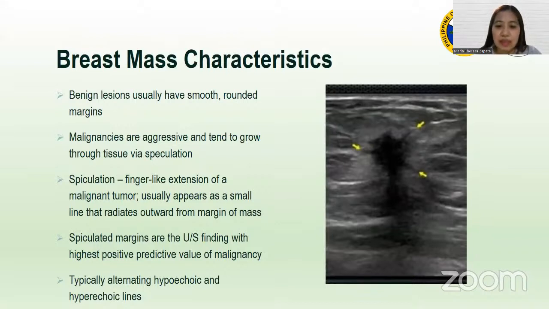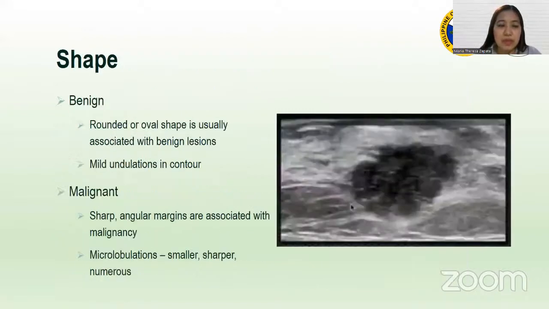As you can see, this is an image of a mass with a spiculated margin. You notice there is a sign of finger-like extension of a malignant tumor. Shape: a rounded or oval shape is usually associated with benign lesions. Mild undulations in contour: malignant. Sharp angular margins are associated with malignancy. Microlobulations: smaller, sharper, and numerous.